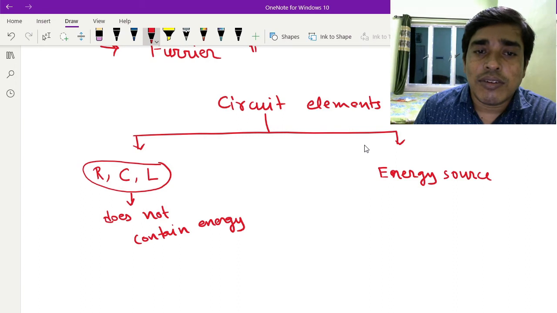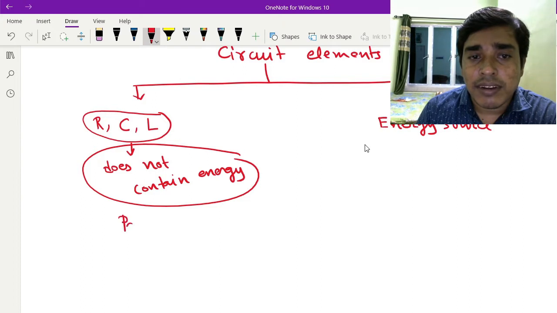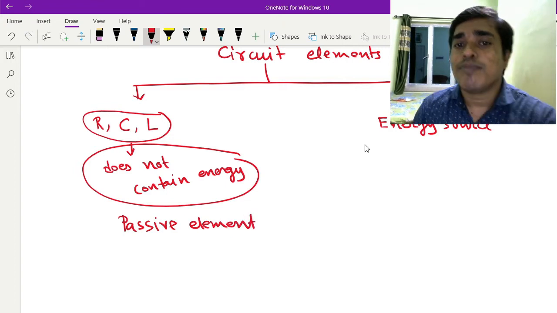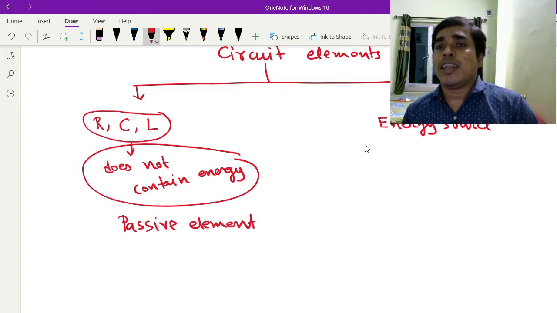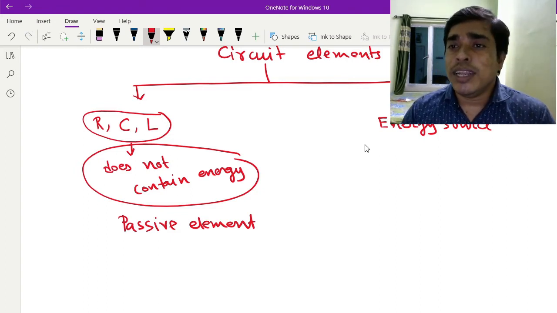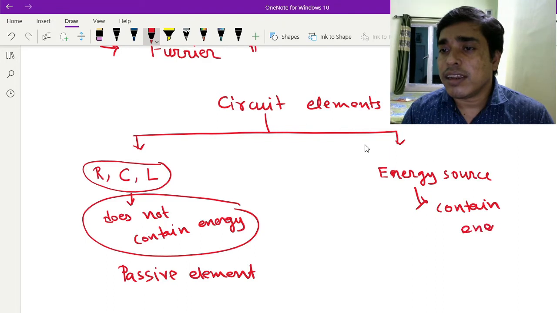That's why it's called a passive element. Passive element means this element does not contain any energy source. When the circuit element contains energy, it is called an active element.